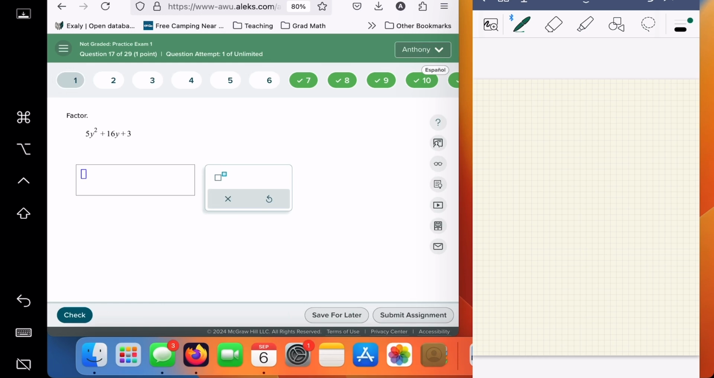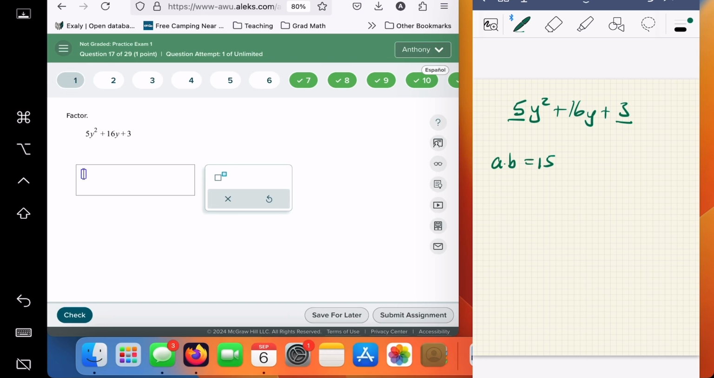Factor. Okay, so I'll do it the way that we talked about in class. So I take the coefficient on the y squared. Well, I guess let me write this down first. Okay, I take the coefficient on y squared and the constant term. So the 5 and the 3, and I multiply them. And that gets me 15. And I do that because I need to set up a system of equations. So I'm creating new variables that I'm just calling a and b. It doesn't matter what you call them.